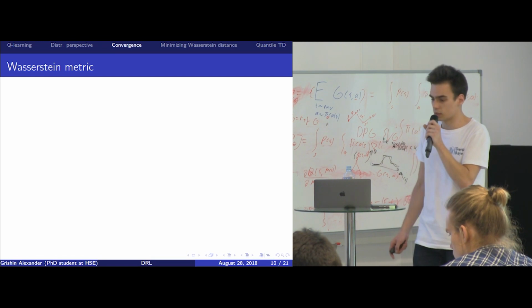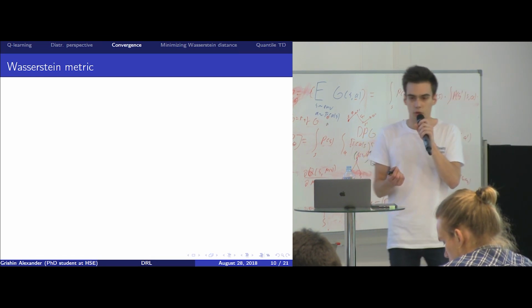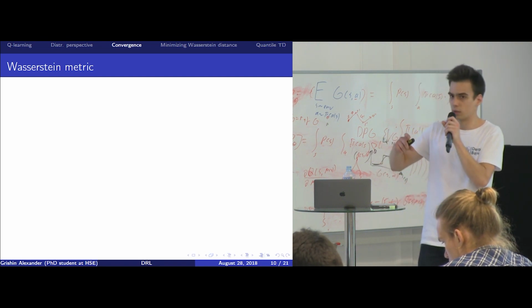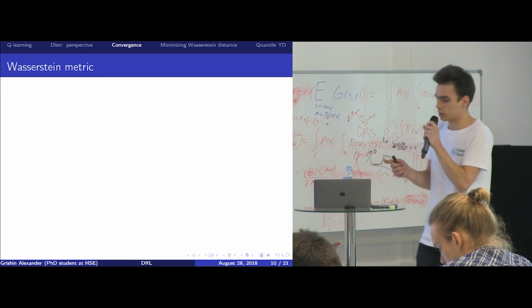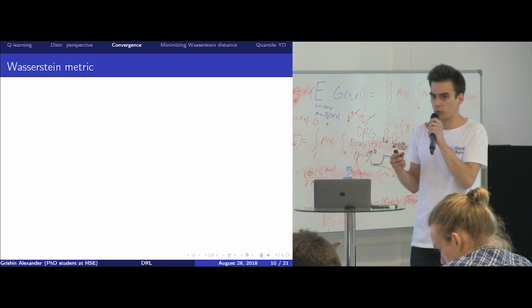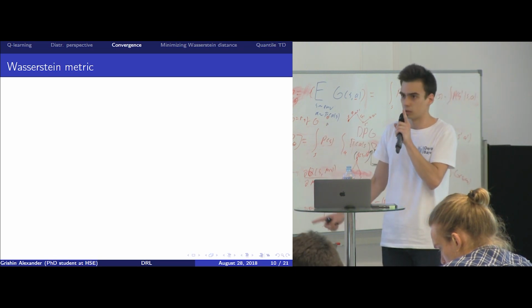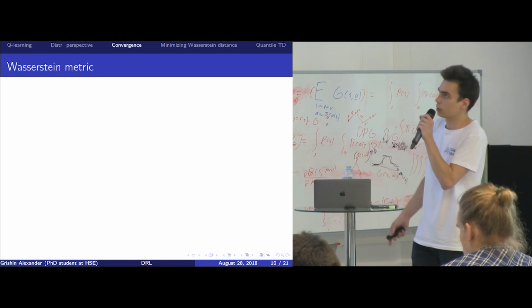It turns out that firstly we should establish some probability metric, because in the case of Q-learning we just measure the LP distance between the deterministic values, but in distributional reinforcement learning we should establish some probability metric between the distributions to talk about some convergence.